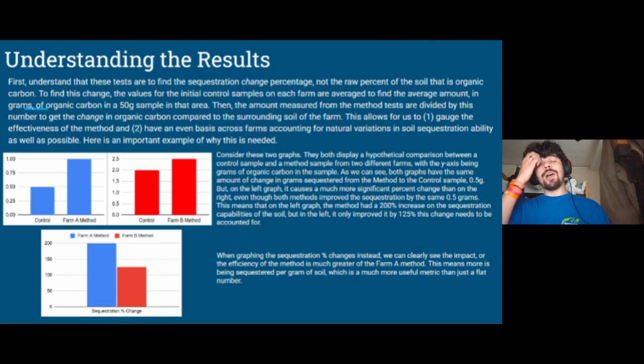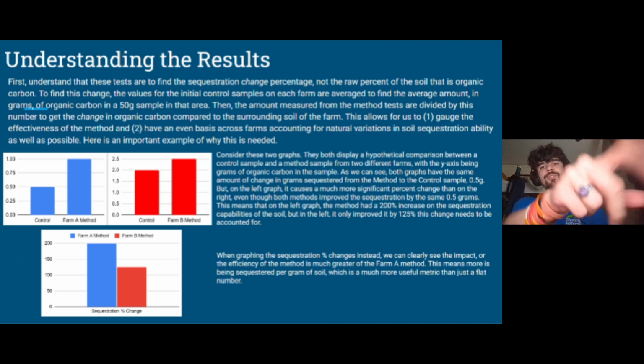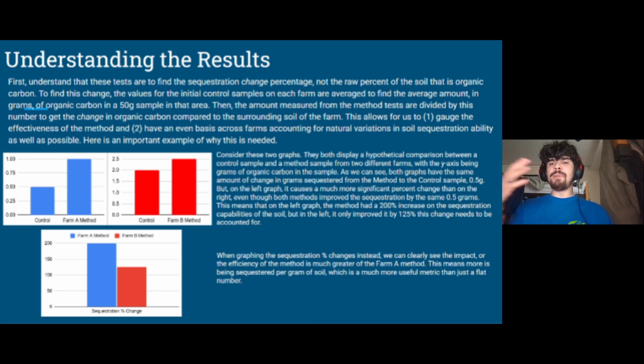This graph shows why the sequestration improvement percentage is a better metric than just a flat number. Because as you can see on the blue graph and the red graph, it's the same improvement in base number and base grams of TOC improvement from control, but clearly it's improving the blue one's effectiveness by 2 times, while only about 1.25 times for the red one. So by doing the sequestration percentage, as you can see by this third graph, it actually allows you to get a better metric for how much more effective each method makes the soil at sequestering.